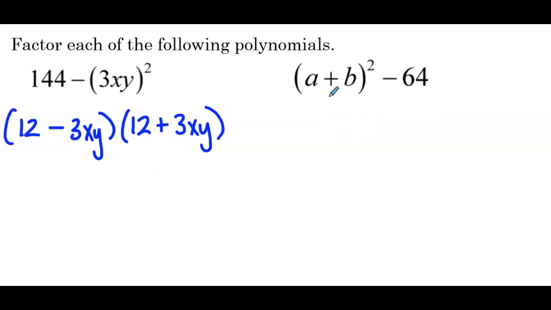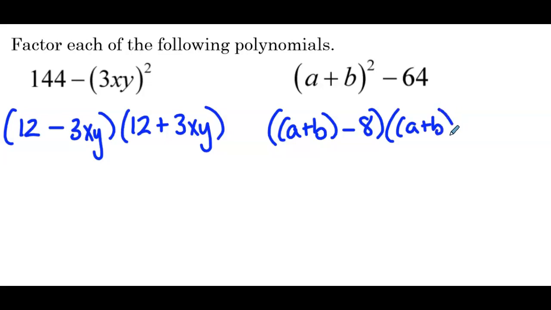Next, we have a plus b quantity squared minus 64. So a plus b quantity squared is a perfect square. 64 is a perfect square. So we can factor it because it's the difference of those two terms. So we're going to have the square root of a plus b quantity squared, which is a plus b, and then minus the square root of 64, which is 8. And then we'll have the conjugate, which is a plus b plus 8.